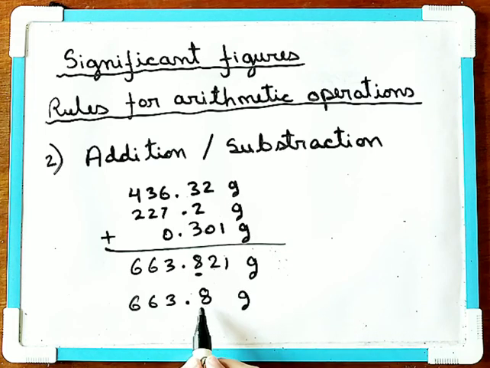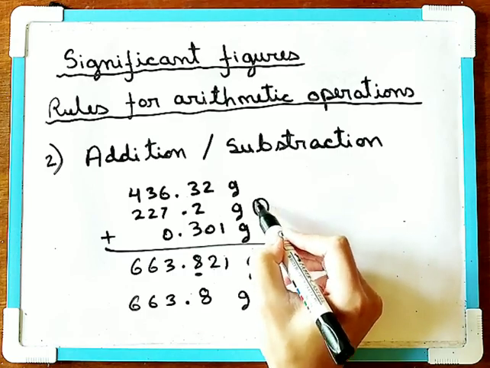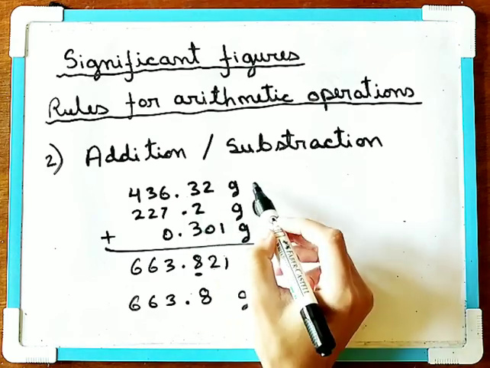How many digits do we have now after the decimal point? 1, which is equal to the least. So this is 1 digit after the decimal point, which is the least. This is 2.